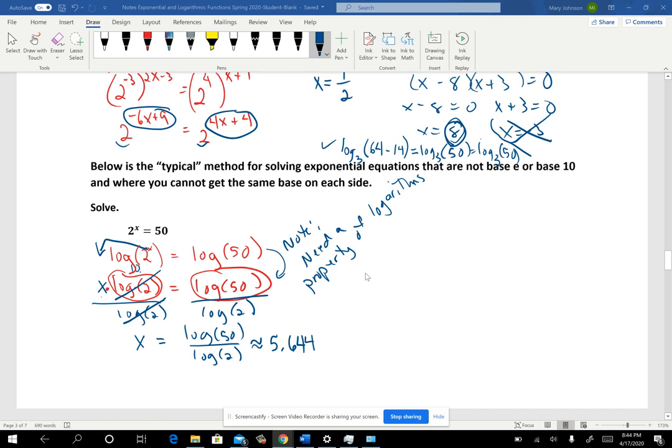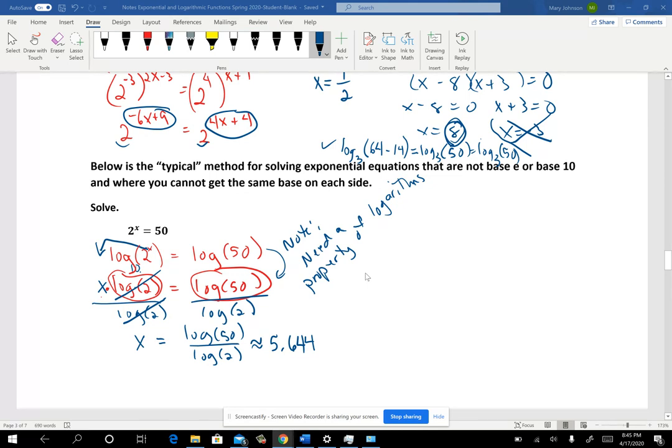Okay, so we ended the last video with looking at the typical method for solving exponential equations. This is on the bottom of page 4. This is where we ended class on Tuesday and kind of where we picked up for class on Thursday.